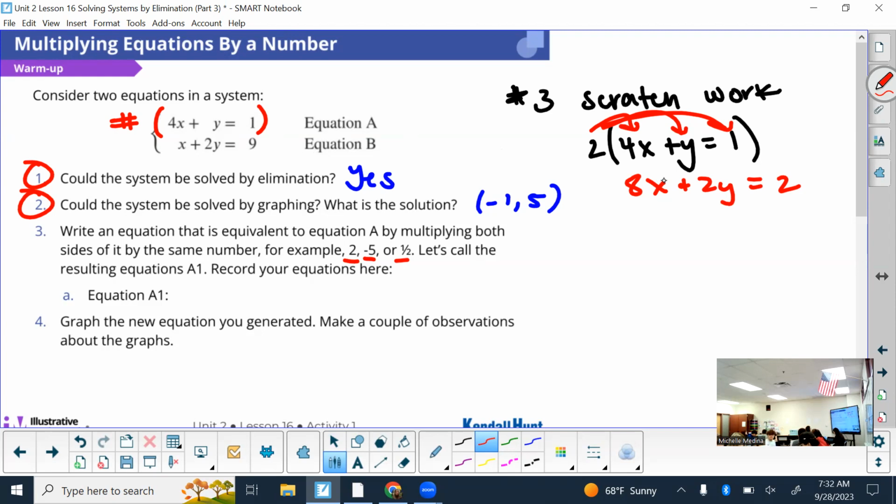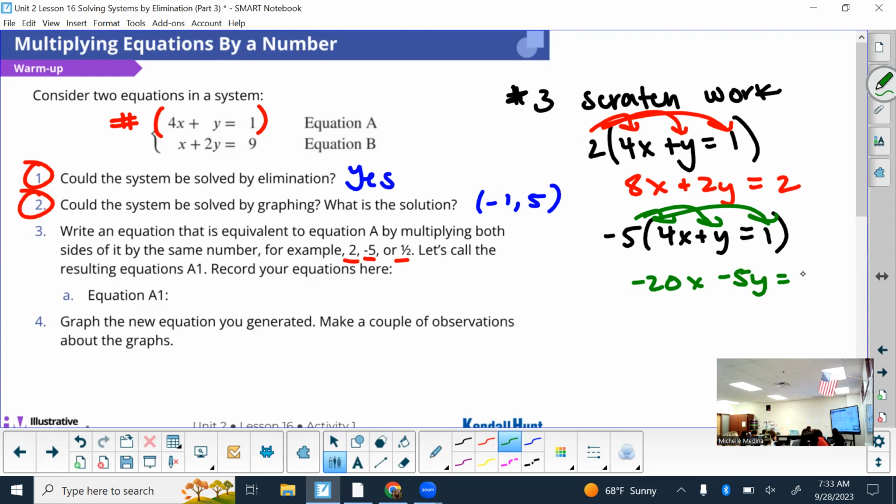But then other people had to multiply by a -5. All right, so they had to multiply all the terms by -5 in order to have done it right. So it's -5 times 4x, -5 times y, and -5 times 1. And then we had another person multiply by 1/2.